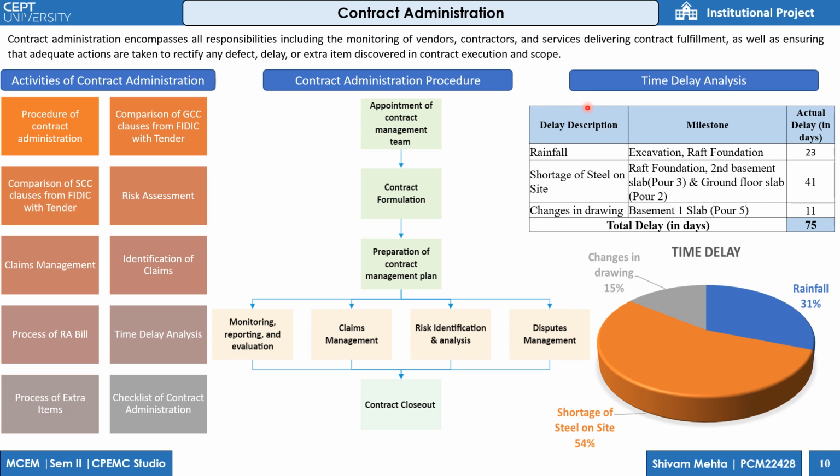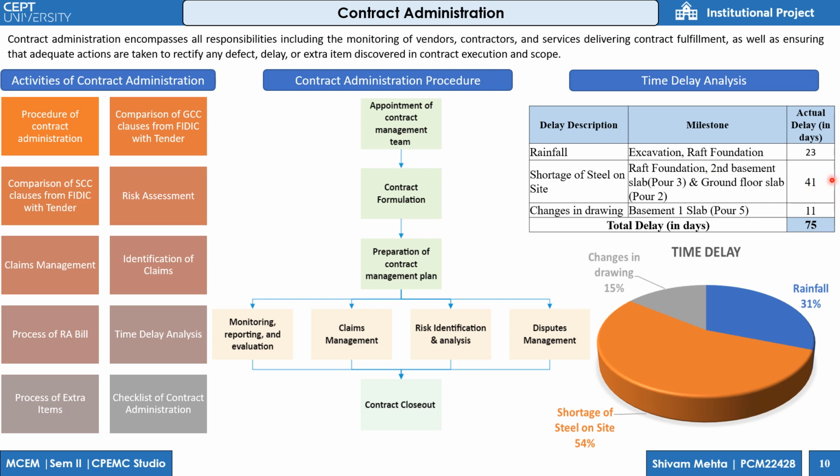The time delay analysis deals with the delays which occurred on site due to which our milestones have been delayed. Basically there are three descriptions, which concern rainfall, shortage of steel on site, and change in drawings. The maximum delay occurred due to shortage of steel on site, which is 54%, and in days it is 41 days.